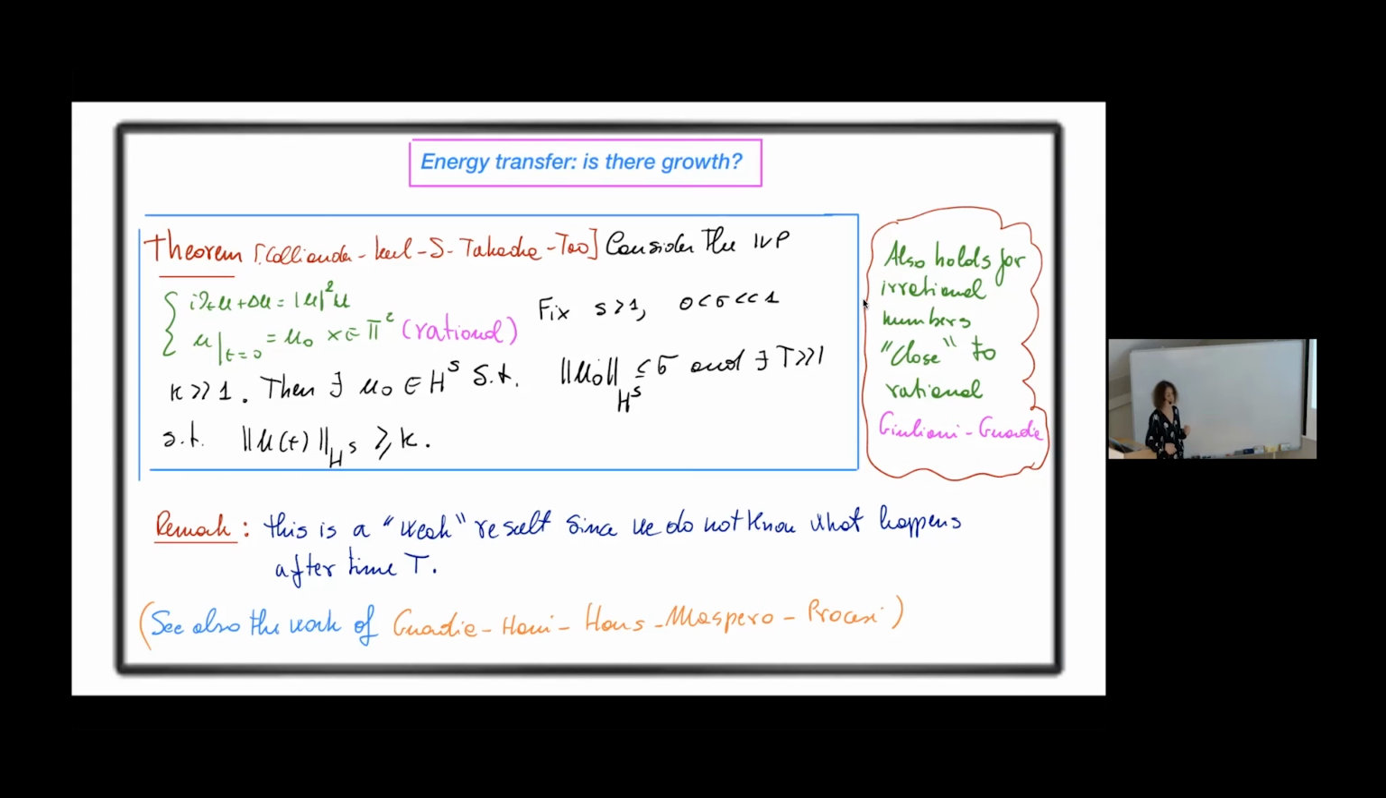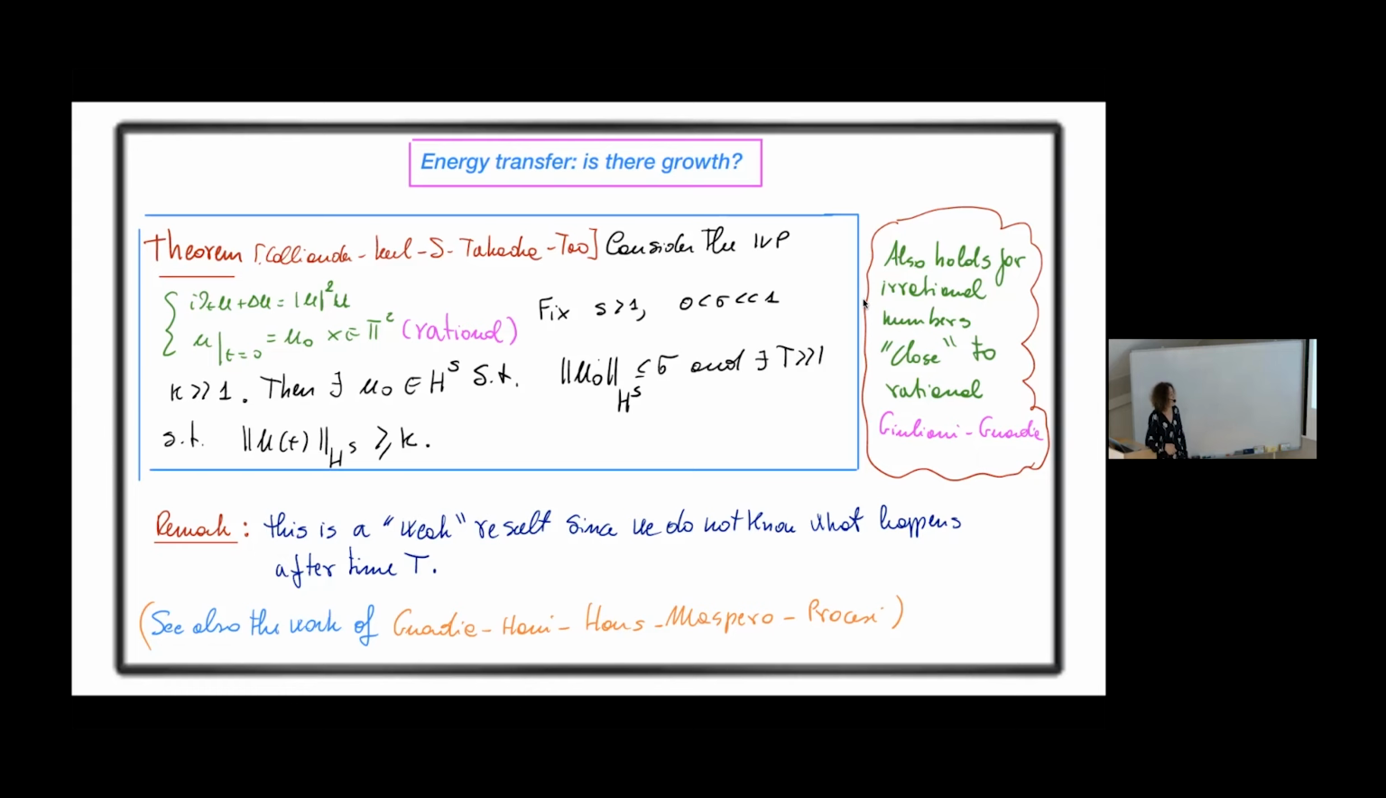Now, there are several problems with this theorem here, in the sense that it doesn't really tell us what happens after capital T, it doesn't really tell us there is even a logarithmic growth for the solution. So it's limited in what it really answers in terms of the question of whether there is a solution that grows.